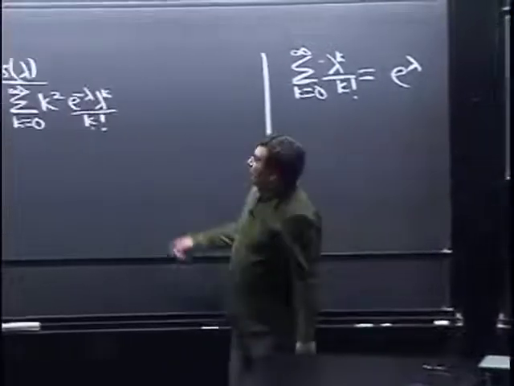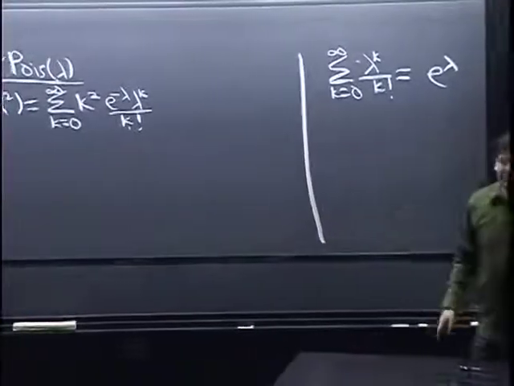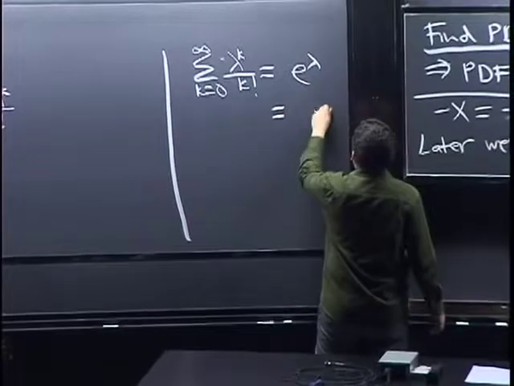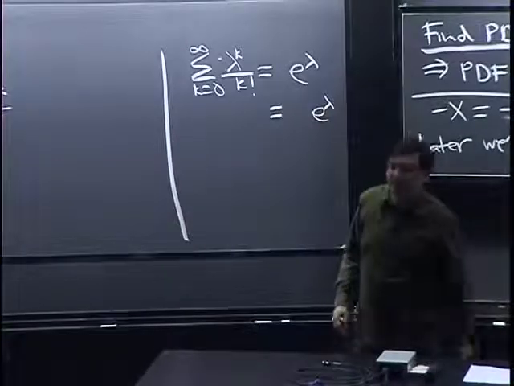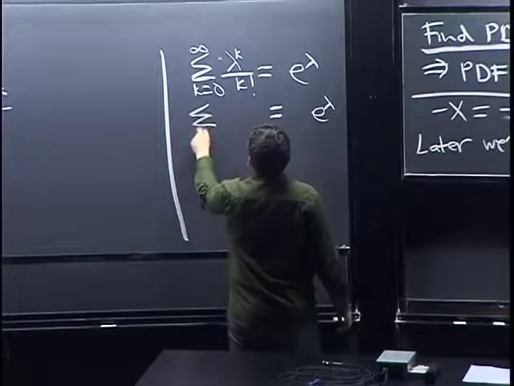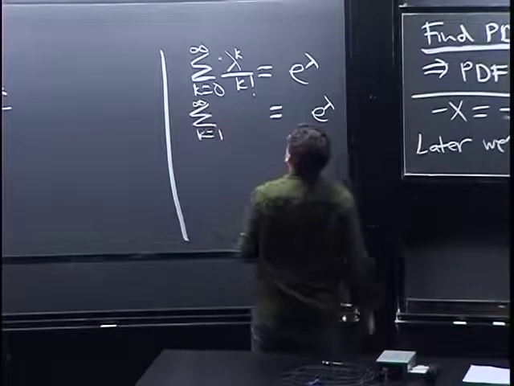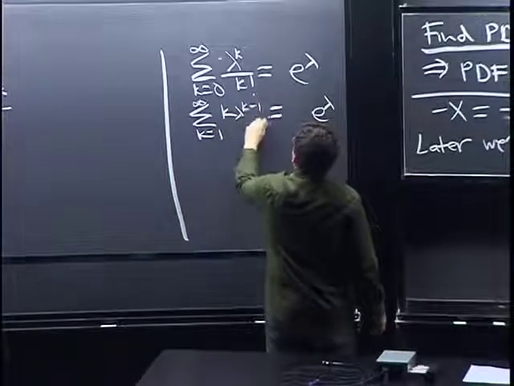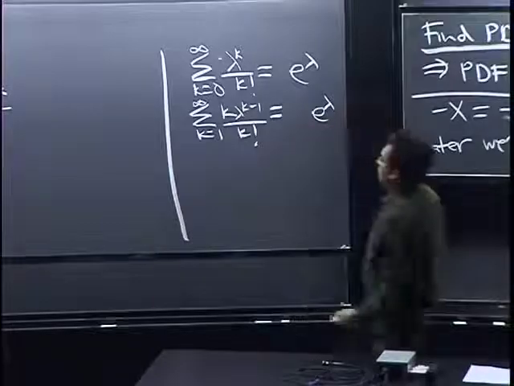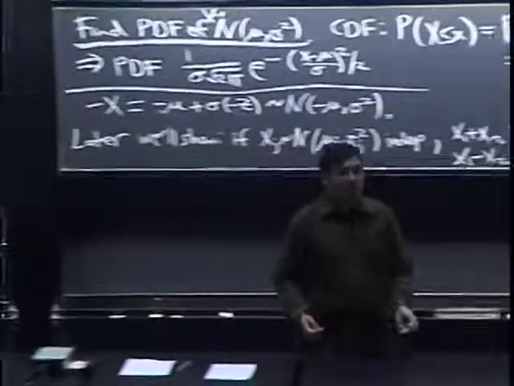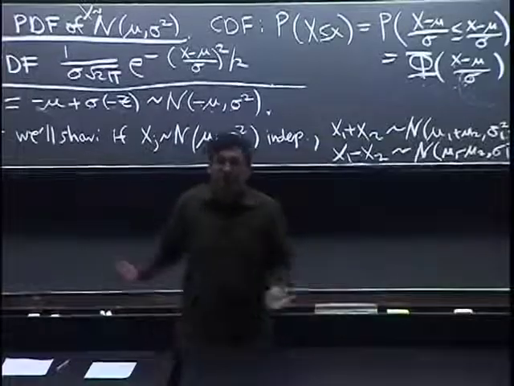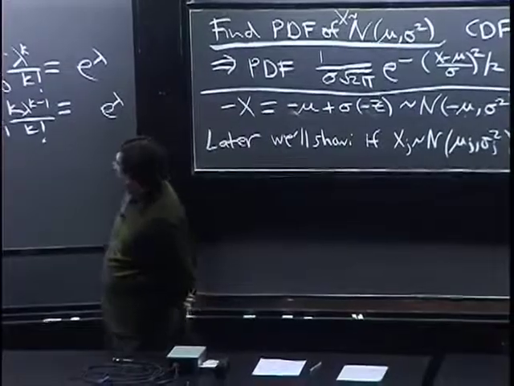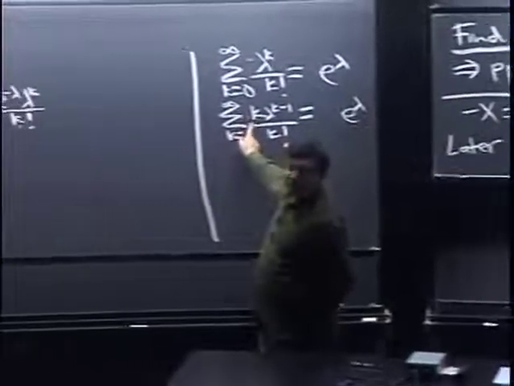Now, if I want to get a k in front, then a natural strategy would be to take the derivative of both sides. Well, that's pretty nice, right? Because the derivative of e to the lambda is e to the lambda. The derivative of the left-hand side, I'll start the sum at 1 now, because at 0 it's 0. So we have k lambda to the k minus 1 over k factorial. I just took the derivative of both sides. I exchanged the derivative and the sum, which is valid under some mild technical conditions. Now we're getting closer, but we still only have a k, not a k squared.